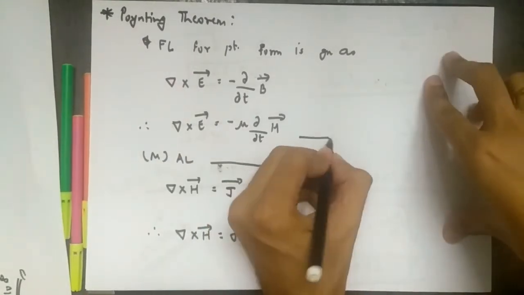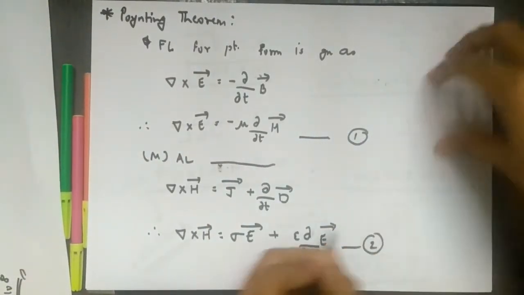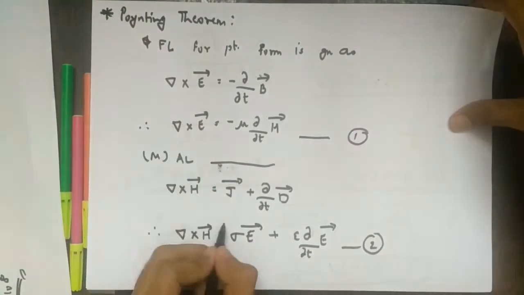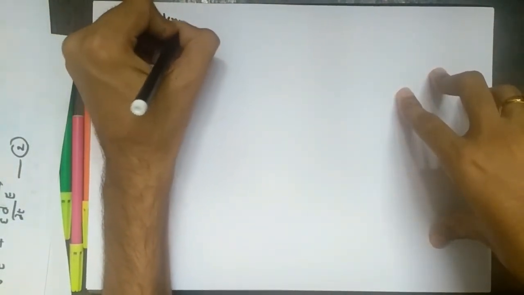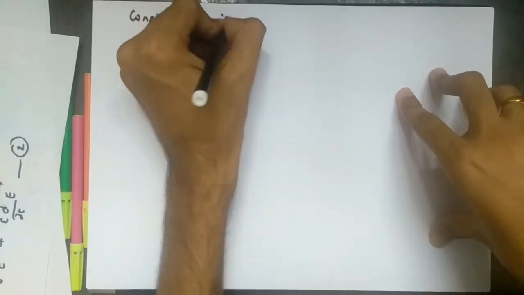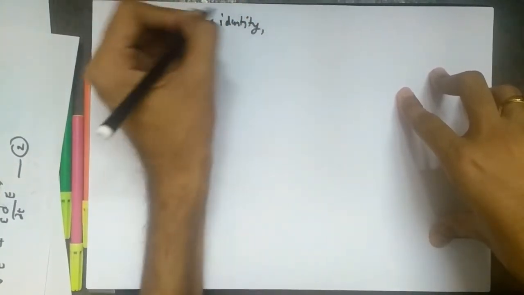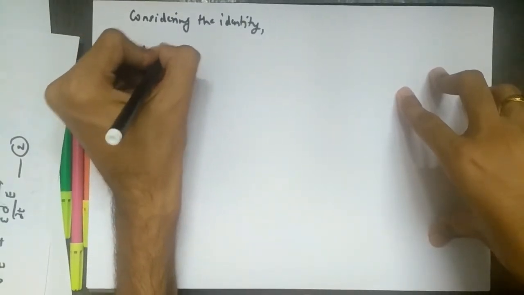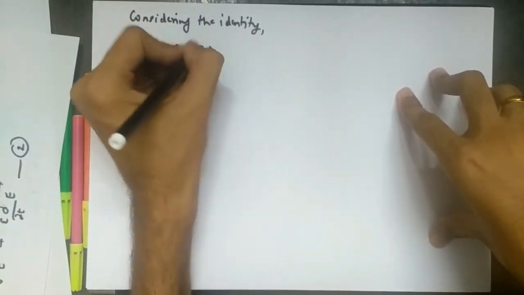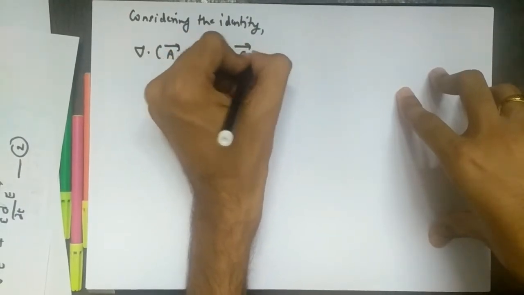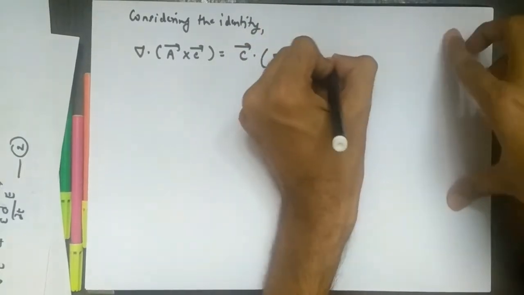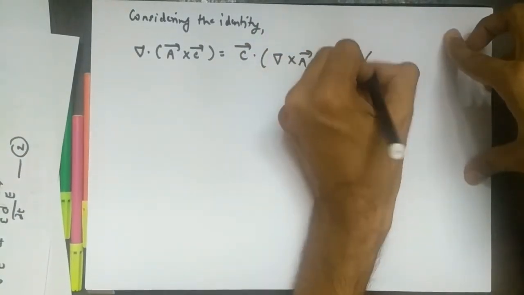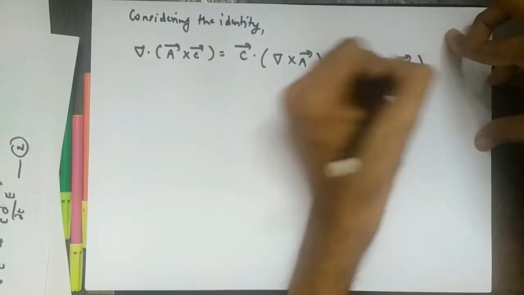So these two equations we have. Let's say this is equation 1, this is equation 2. This is from Faraday's law, this is from the modified Ampere's law. Next we consider a mathematical identity. Considering the identity, what is it? It is del dot of A vector cross C vector equal to, it is a standard identity, given as C dot del cross A vector minus A dot del cross C vector.